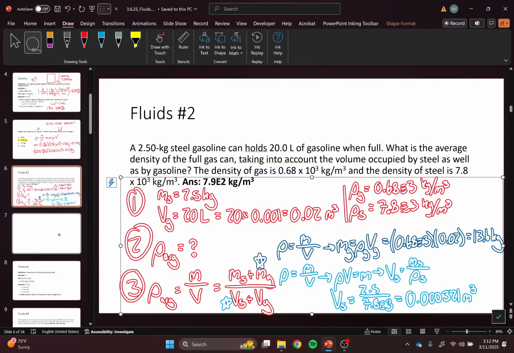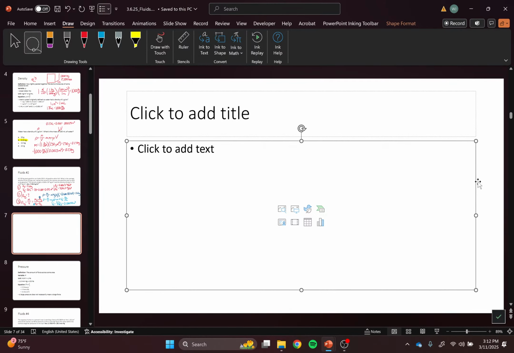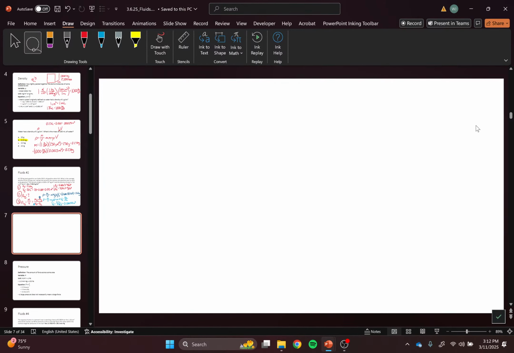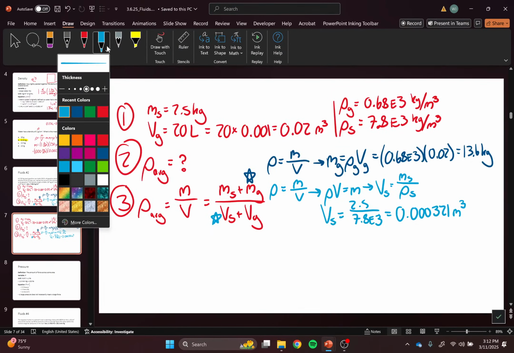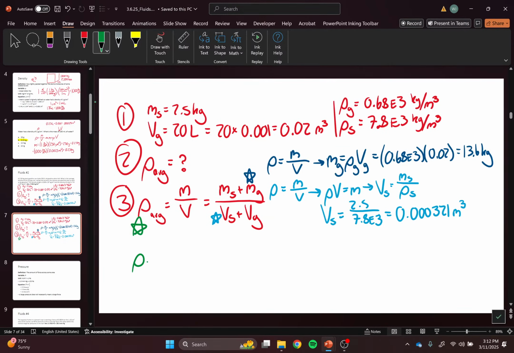So this entire problem is just doing density. Density equals mass over volume. Then you just put it all together. So great. If we want the overall actual density, then we're going to take the mass of the steel, which is 2.5, plus the mass of the gas, 13.6, over the volume of the steel, 0.000321, plus the volume of the gas, which is 0.02. We plug that whole thing in our calculator, and we'll get the density of the entire object.